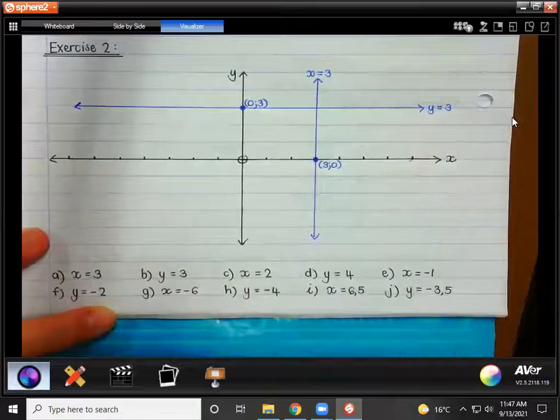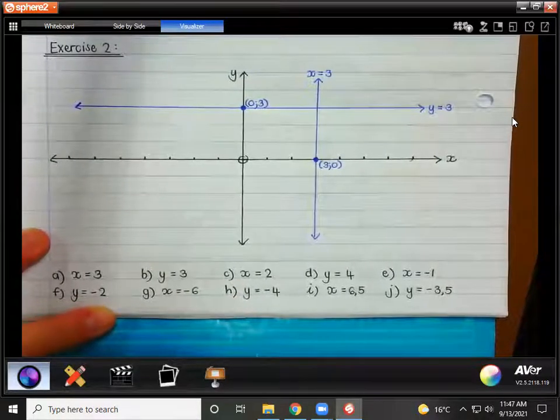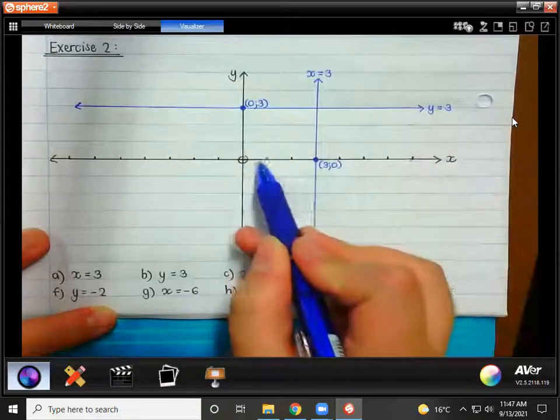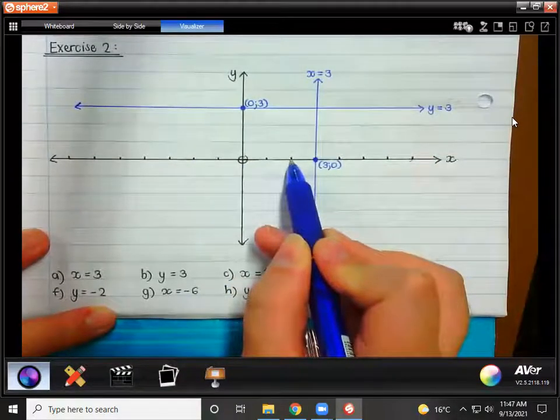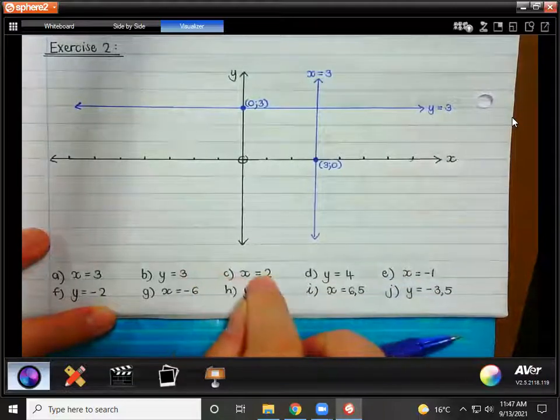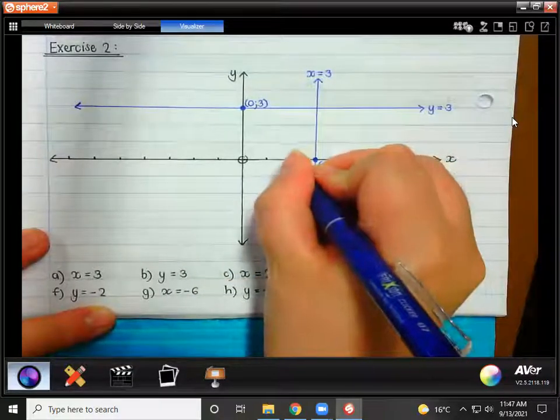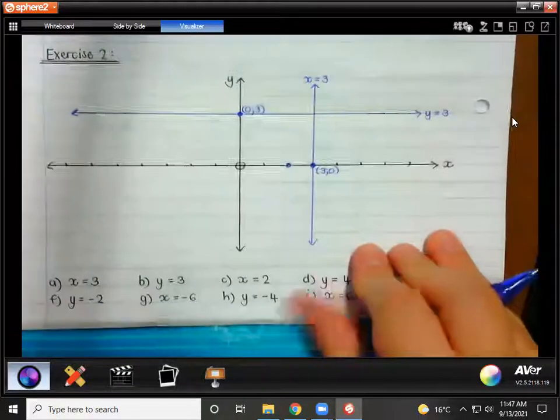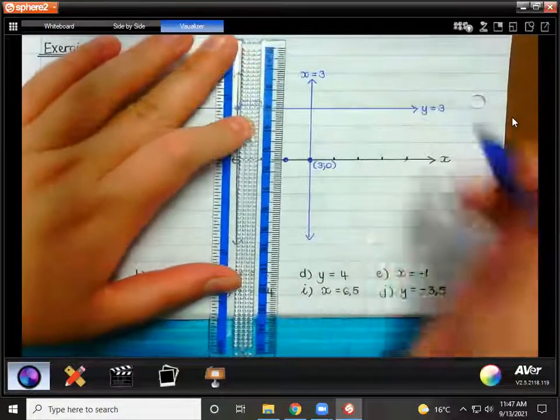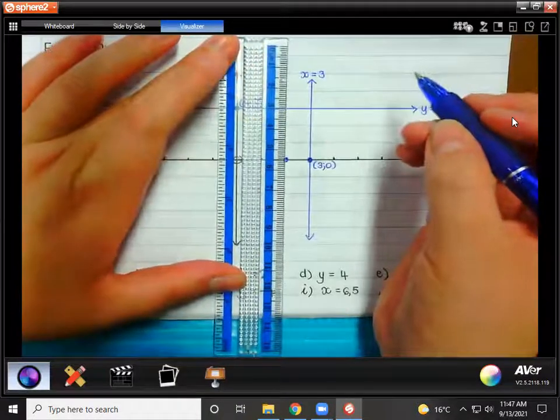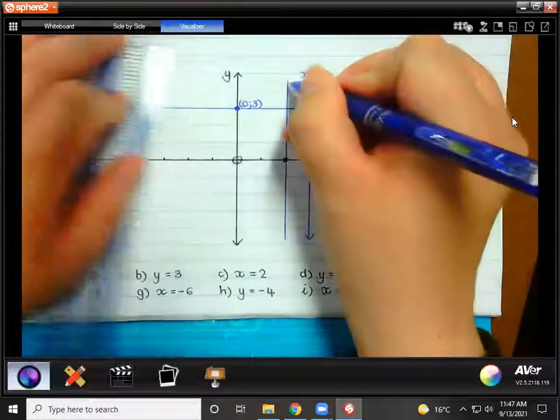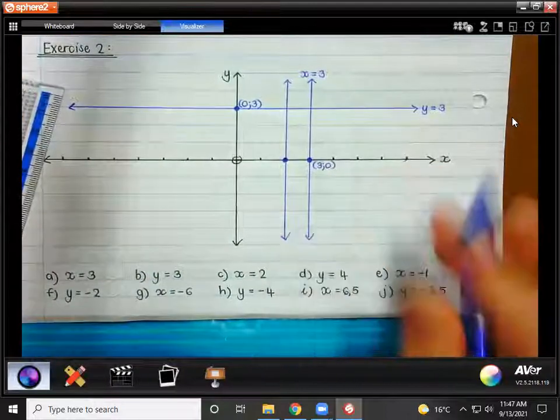X equals 2. X, it's going to cut the x-axis. So let's go to our x-axis, the flat one, and we're going to 2 on the x-axis. Because it's saying x must equal 2. All right, so x equals 2. We plot that point. We take our ruler and we draw a straight line, a vertical line now, going through that point.